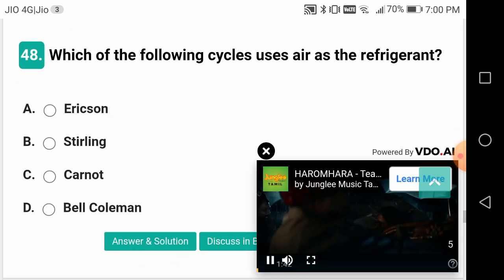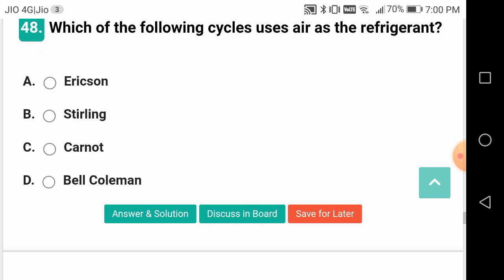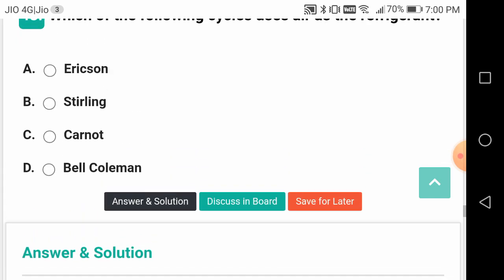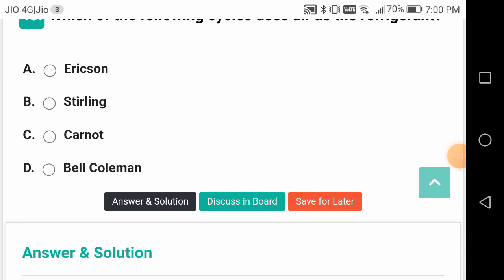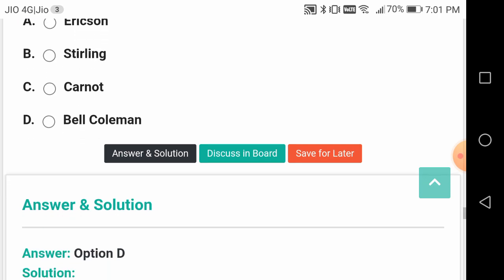Which of the following cycles uses air as the refrigerant? Bell-Coleman cycle. It is also called the reverse Brayton cycle, friends. It is used in refrigeration or air conditioning of aircraft, cooling inside the cabin, the place where the passengers sit.